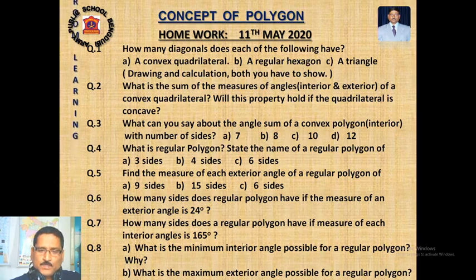If minimum is 60 degrees, what will be the exterior angle there? I told you exterior and interior always form a linear pair. So 180 minus 60 is 120. So in the case of a regular polygon, the maximum exterior angle, for the first polygon, will be 120 degrees. Clear? This is all about today's homework.